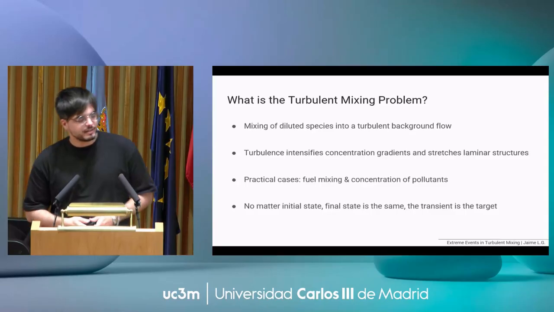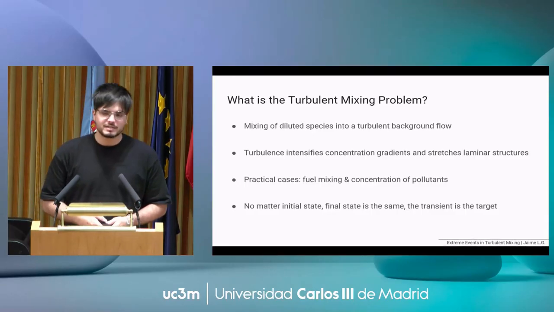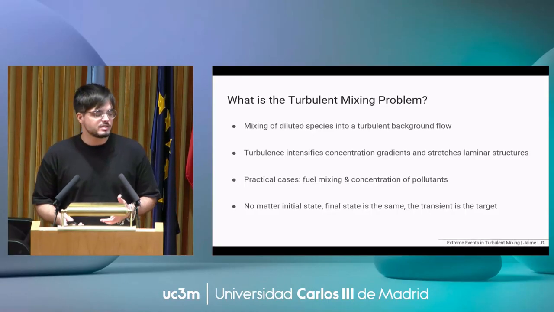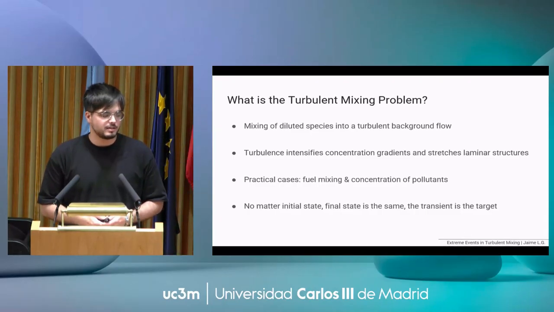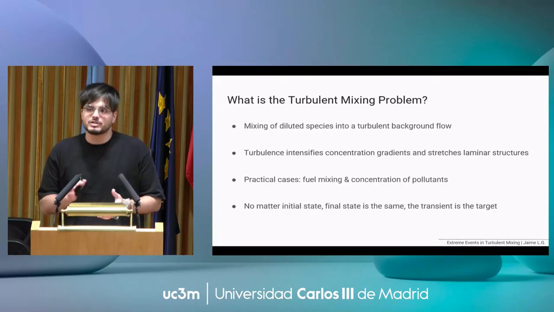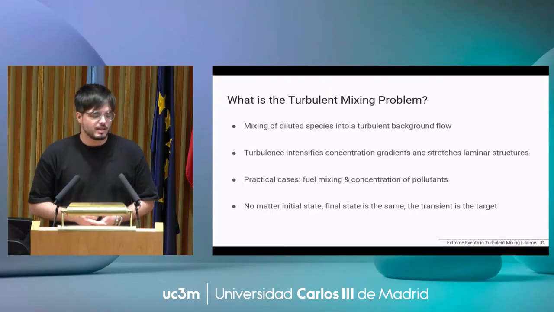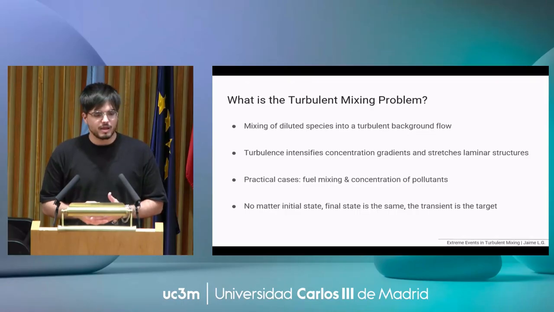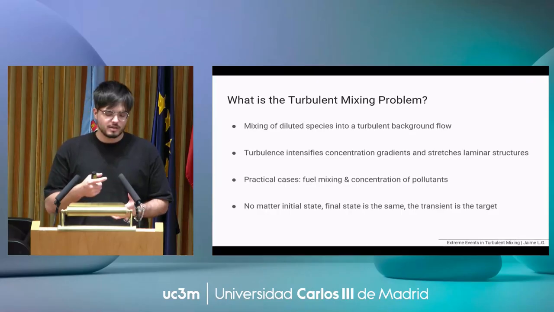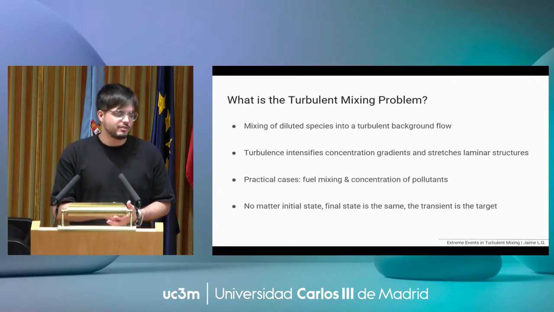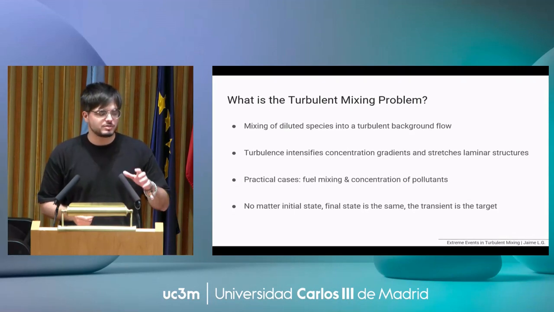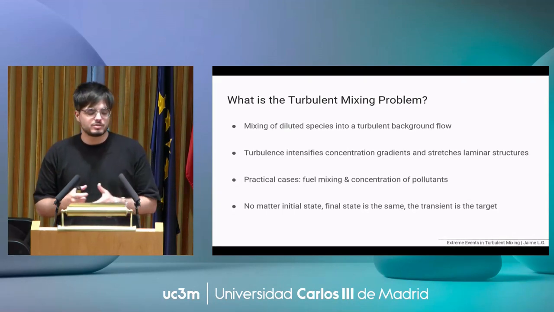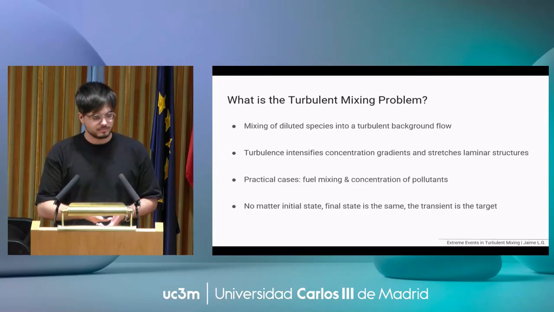A relevant characteristic of this problem is that for similar cases, no matter the initial state, the final state of the system will always be the same. What I want to say is that the path between the initial state and the final state can be very different from similar cases, and that path is what we call the transient.